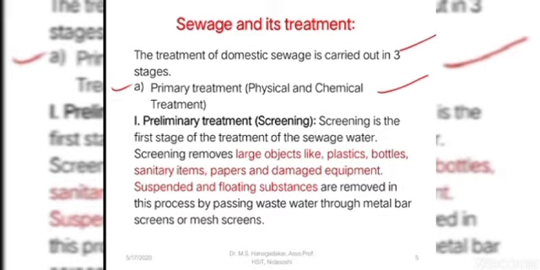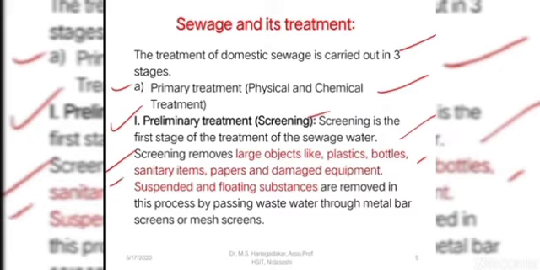They need to be removed. Hence, let us begin with primary treatment. Under this primary treatment, the first step is preliminary treatment or pre-treatment, simply called screening. Then what do you mean by screening here? Screening is the first stage of treatment of the sewage water or wastewater. It involves the removal of large objects like plastic bottles, sanitary items, papers, damaged equipment, suspended and floating substances, etc. They can be removed by the process of screening.